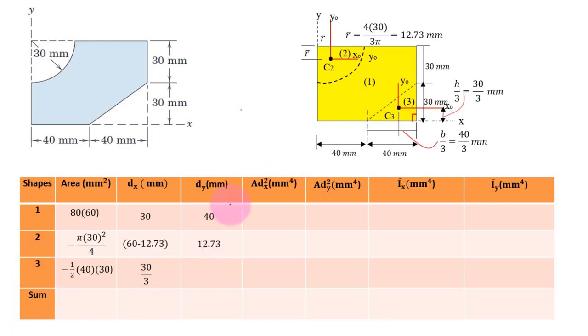Okay, for shape 3, dy means the distance from the y axis up to the center of shape 3. We know this distance is h over 3, which is 40 over 3. Therefore, from 80, subtracting h over 3, we can determine the distance from the y axis up to the center of this shape. This equals simply 80 minus 40 over 3. Okay, this column and this column are simply multiplying area with dx square and area with dy square.